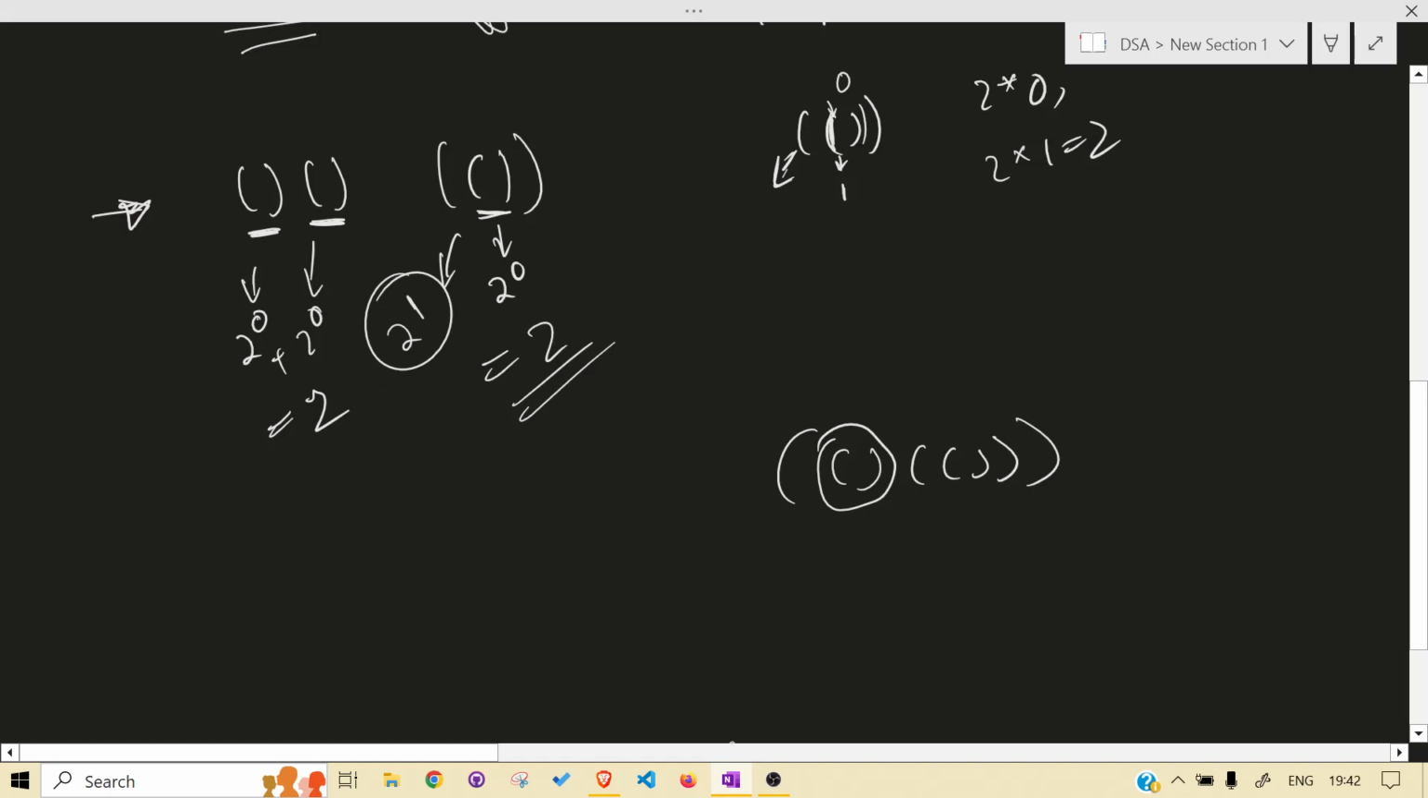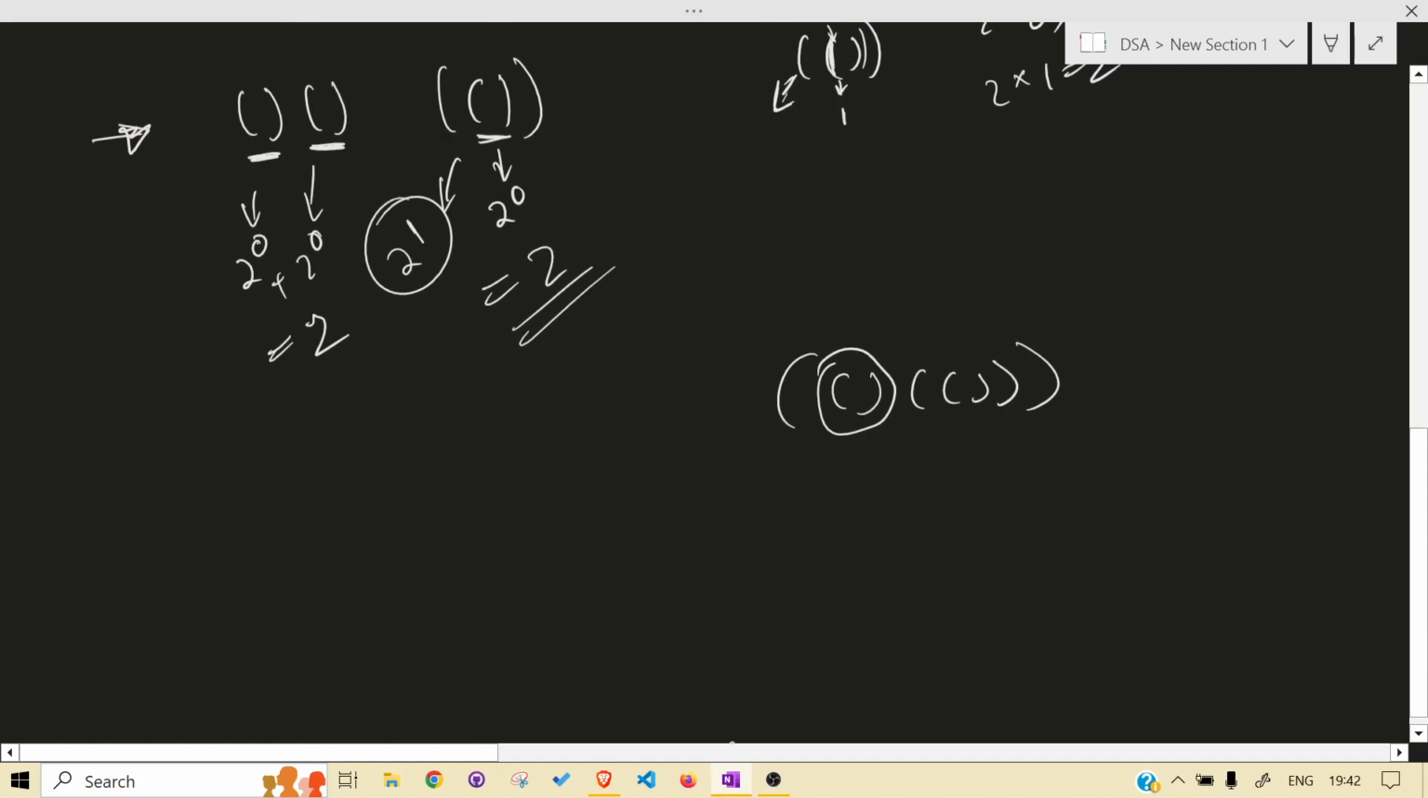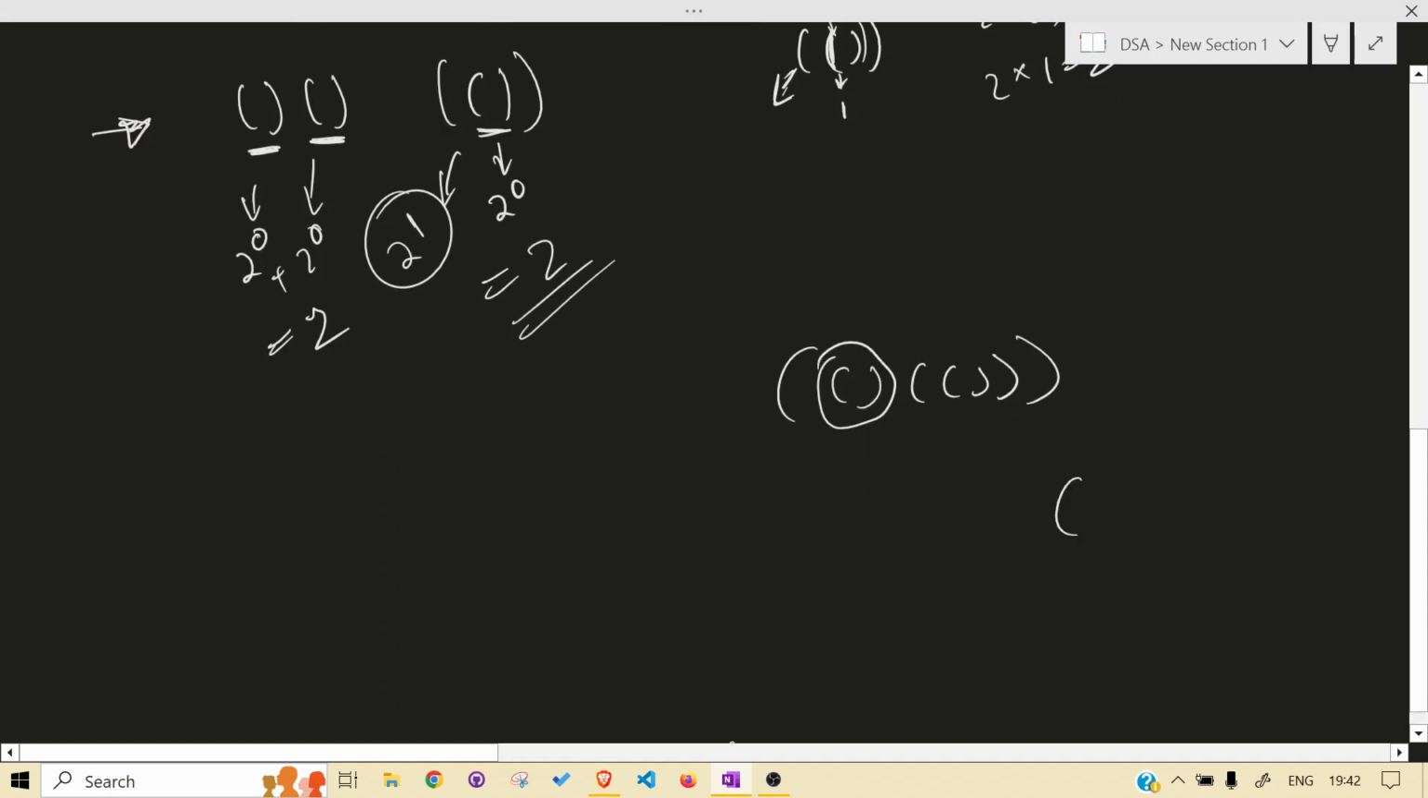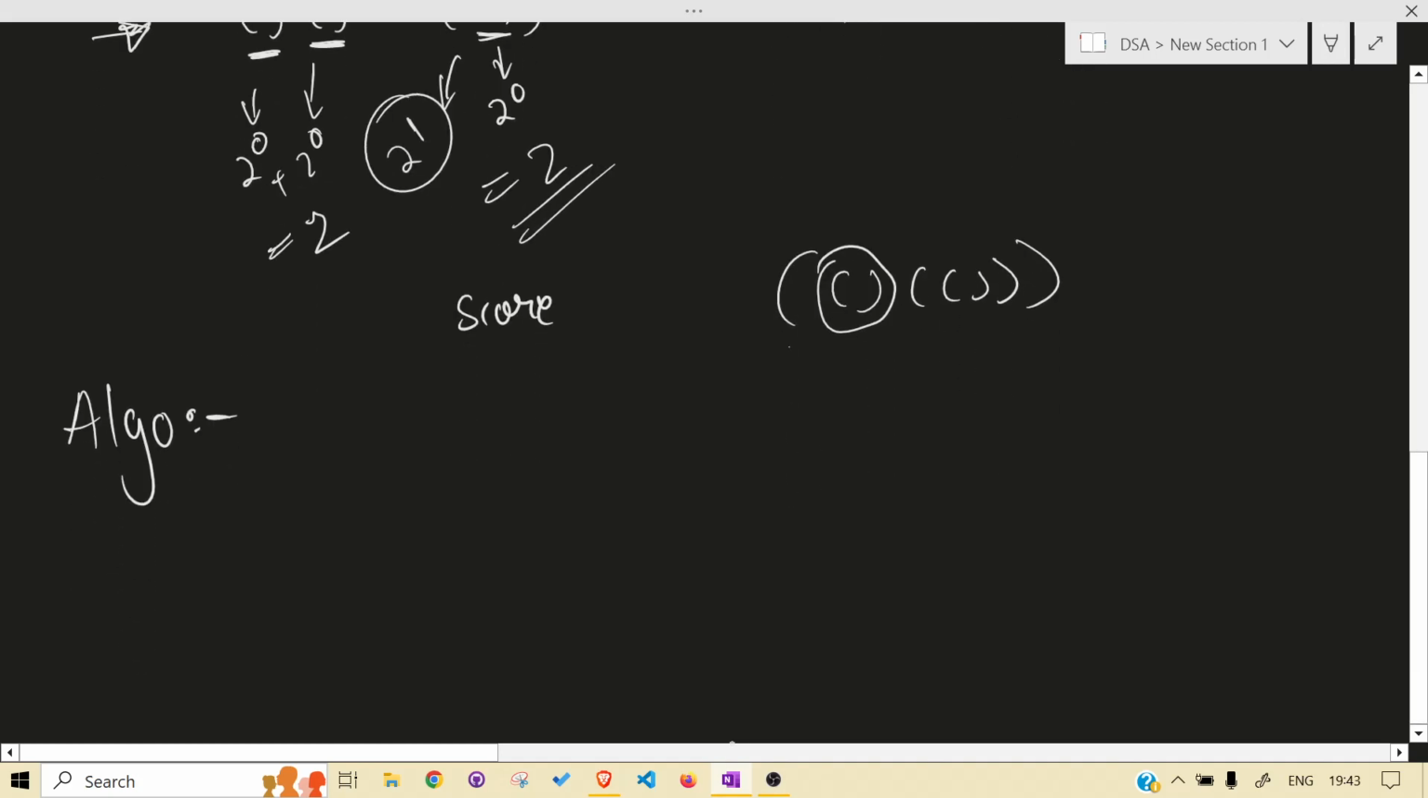That's where our stack comes in. But in the stack we are not storing just opening and closing brackets, we are storing the scores up till this state, or up till this closing bracket. So let's see what I'm talking about. Take a variable score. I will write the algorithm, then I will make the outline of what I'm saying.